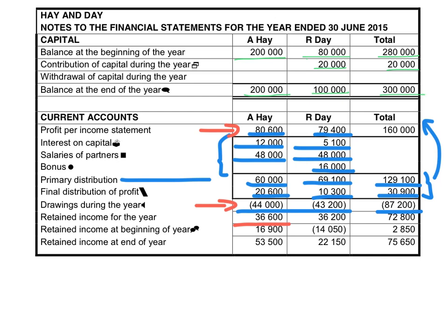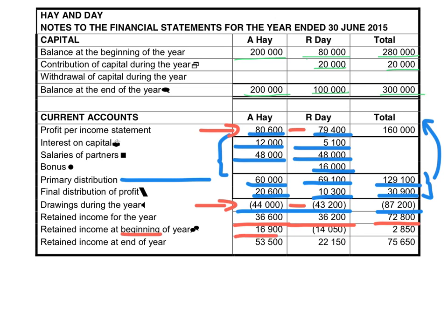The same with Day. He's entitled to 79,400. He's taken 43,200. So if I subtract it, it means that he didn't take 36,200 that he's entitled to. Then I add the 36,600 to the 36,200, and it means the money that was left in the business was 72,800. The retained income at the beginning of the year is the opening balance in your current account.